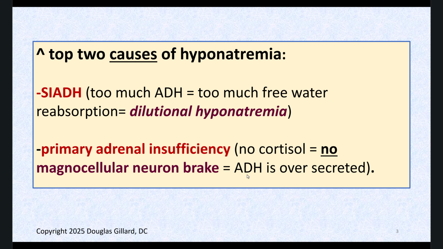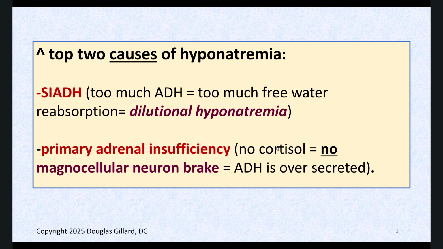What are the AKAs for antidiuretic hormone? Vasopressin, arginine vasopressin, or AVP. You got to know those AKAs. So there's a brake put on there. Magnocellular neurons are hyperactive. They'd way over-secrete ADH if they were allowed to, but they're not. And we always have a certain basal amount of cortisol floating around all the time. And so it kind of puts a brake on magnocellular neurons.